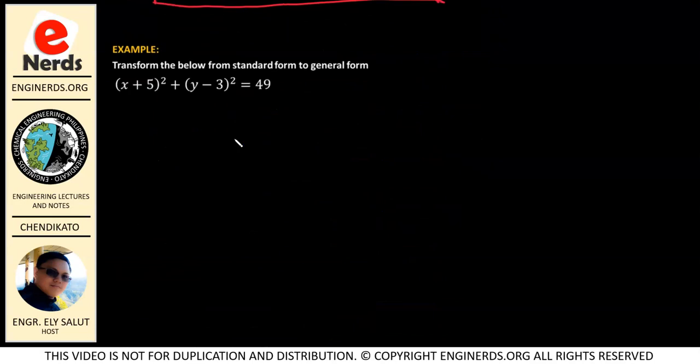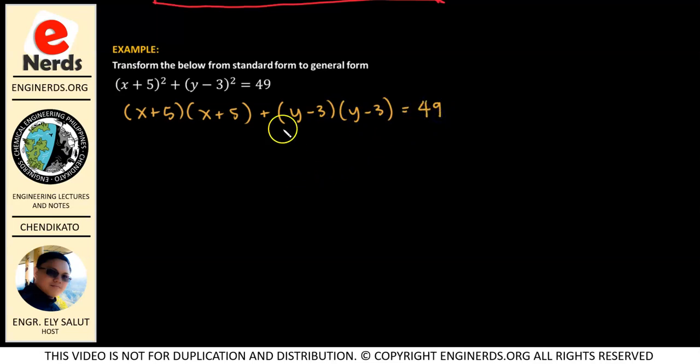Okay, so now we'll have another problem. So this is another problem of converting our standard form to general form para mas maintindihan natin siya. No? So katulad ng ginawa natin kanina, let us expand this. We have x plus 5 squared, so we have x plus 5 times x plus 5. Okay? Then plus, we have y minus 3 squared, so y minus 3 times y minus 3, and this is equal to 49. Okay, so again, we will use FOIL method.